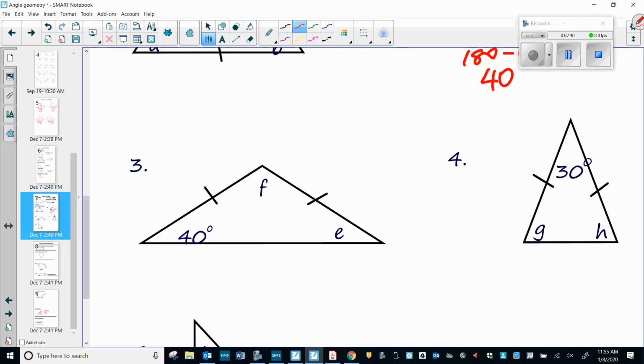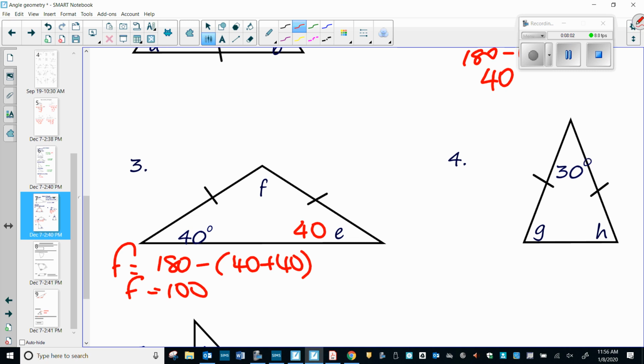Okay, part 3. Remember we normally do this in alphabetical order, so E we can say straight away is 40, and F would be 180 minus 80, which is 100. You've got the top one 30. What do we know about the other two? They're the same, so we know that 180 subtract 30 equals 150. So how do we find G and H? You divide by 2, and then they both equal 75.